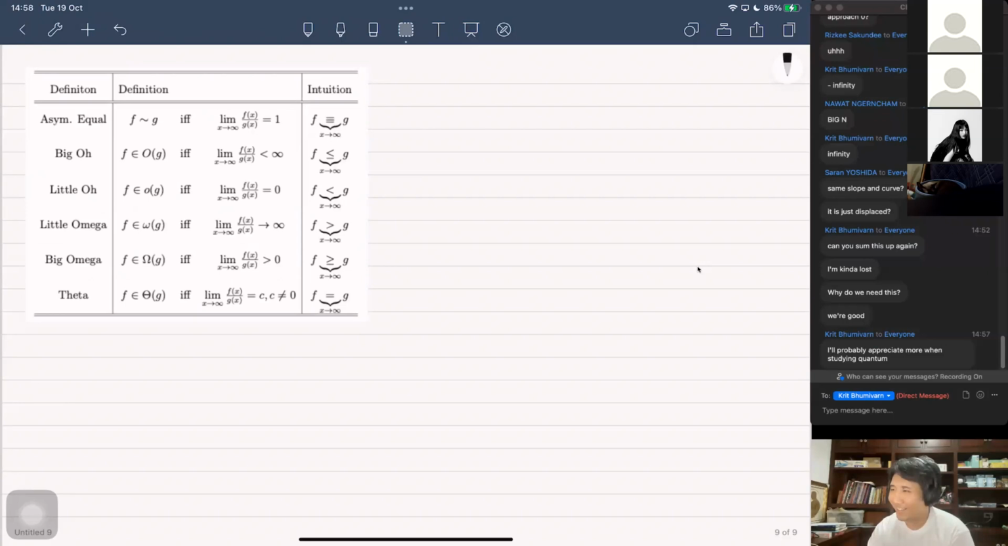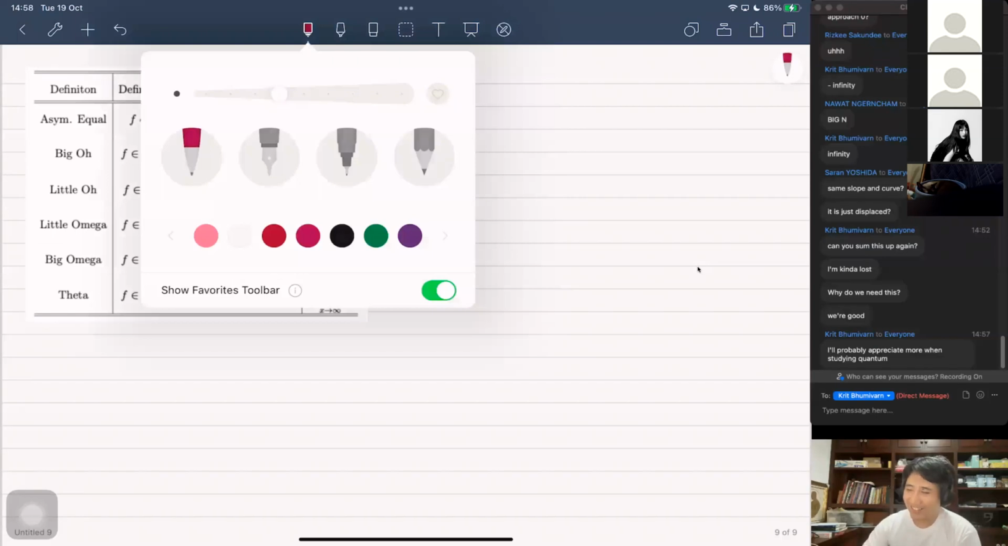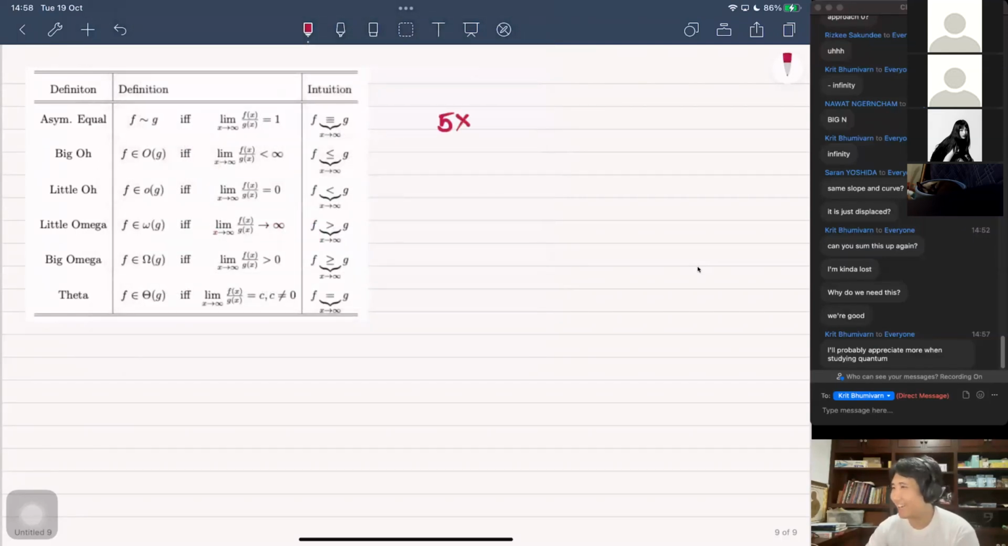Not really. With quantum, you don't really care about runtime. Just getting the correct answer is hard enough.